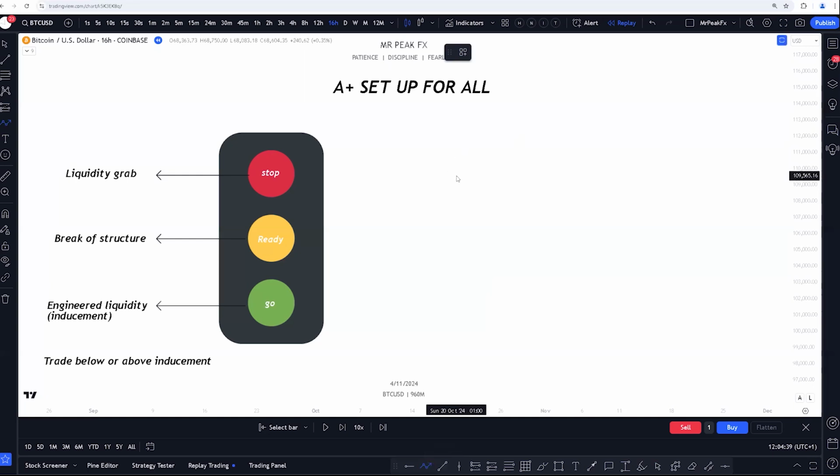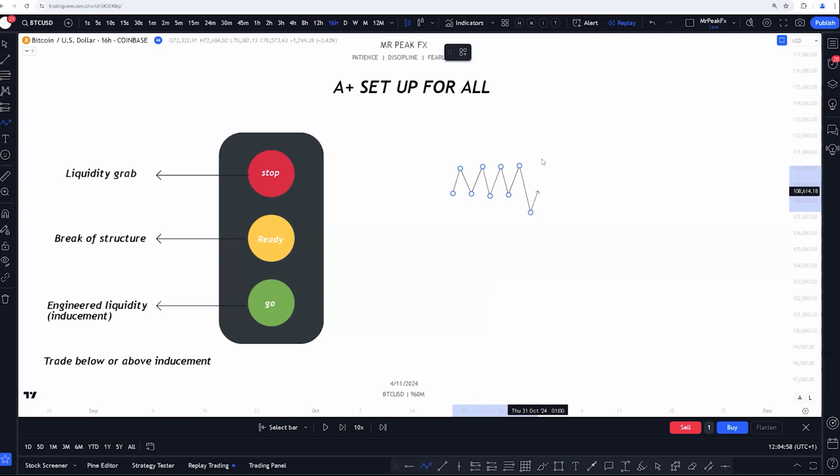Now we have price ranging. Let's say, for example, for a buy setup, we have price ranging. That is, price is consolidating. Okay. Now, what move are you expecting? Once you see a liquidity grab, this is a liquidity grab.